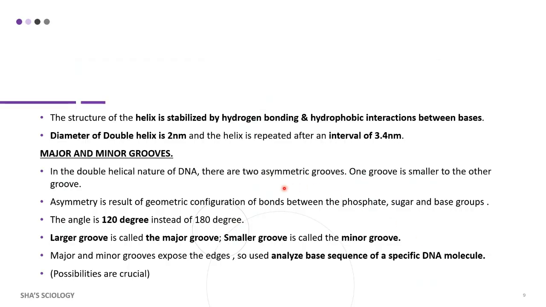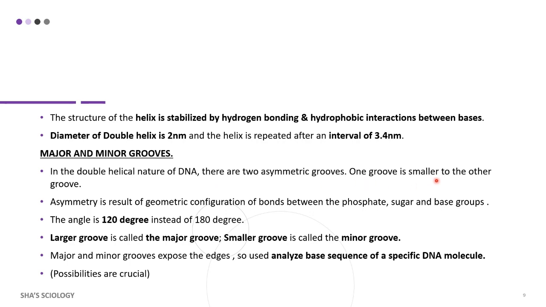Next comes the helical structure of the DNA. It is stabilized by the hydrogen bonding and the hydrophobic interaction between the nitrogen bases. The diameter of the double helix is said to be 2 nanometers, whereas the helix repeats one after another at an interval of 3.4 nanometers. You can find 2 grooves in the case of DNA, called the major groove and the minor groove. Okay, there are 2 asymmetric grooves.